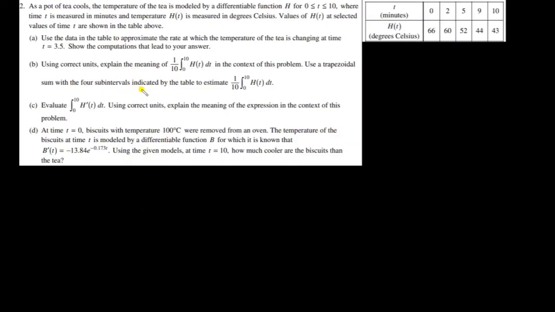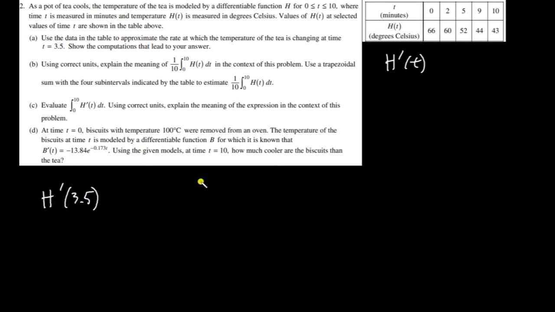As the pot of tea cools, the temperature of the tea is measured, modeled by a differentiable function h, where t is in minutes and h is in degrees Celsius. You have values of h, and then you need to use the data in the table to approximate the rate at which the temperature of the tea is changing at time t equals 3.5, right? So h of t tells us the actual temperature. So if we want to find the change of the temperature, we're looking at h prime of t, right? More specifically, we're looking at the change of the temperature of the tea at time t equals 3.5. So we're finding an approximation for h prime of 3.5.